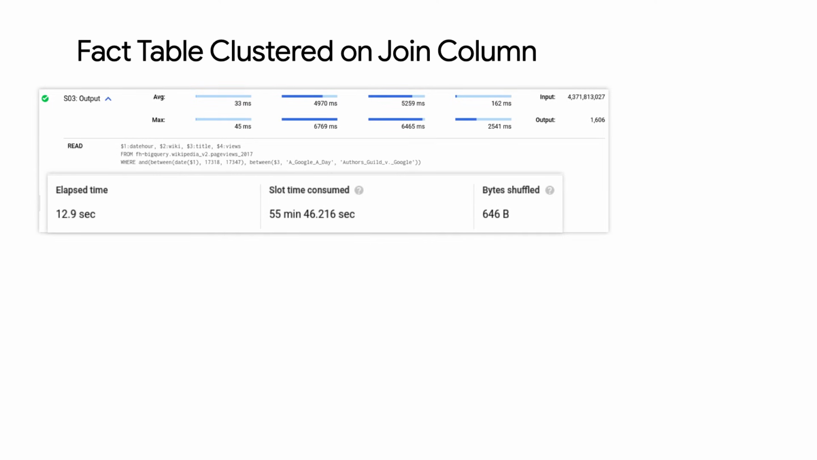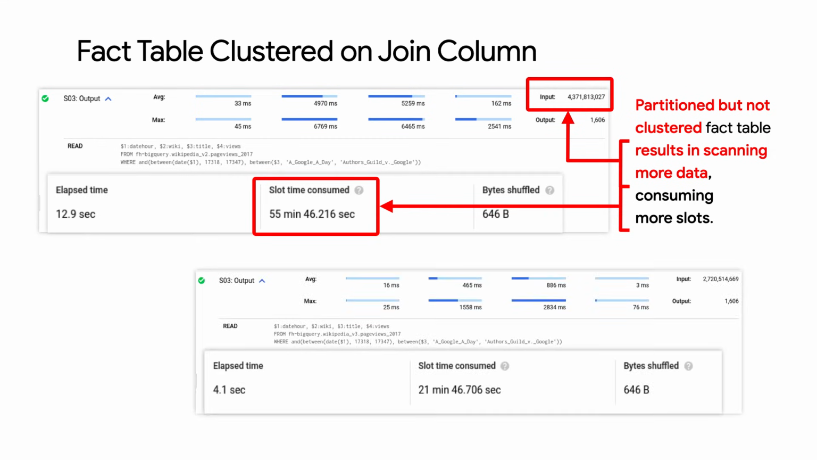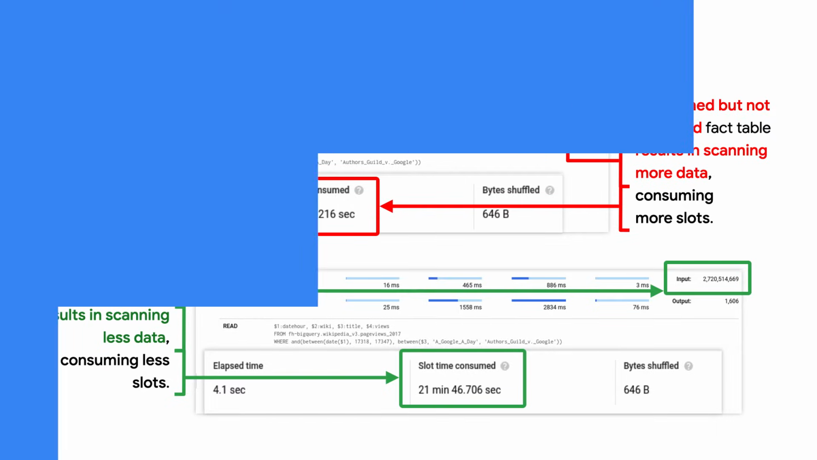Finally, you can cluster or partition tables based on common join keys, because less data is scanned and the query will execute faster. And actually, clustering improves the efficiency even more than partitioning. So keep this in mind when deciding on how to structure your tables.